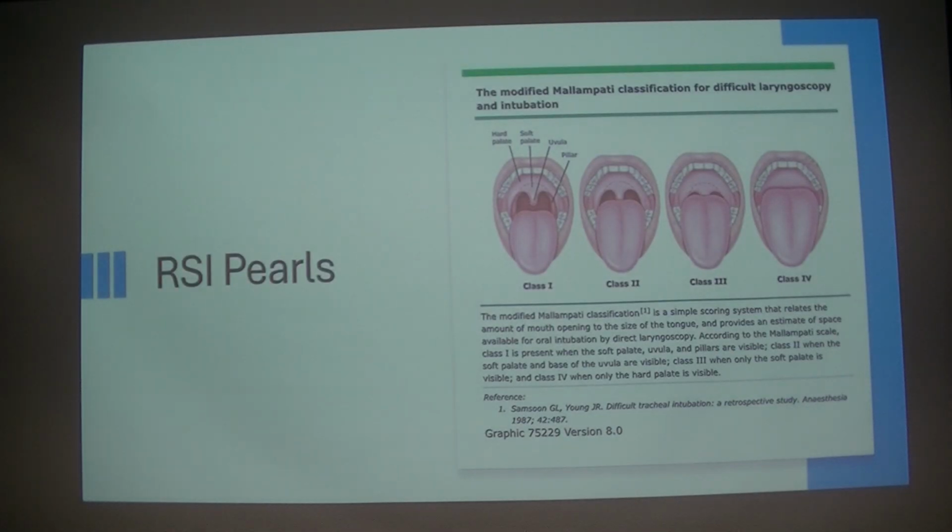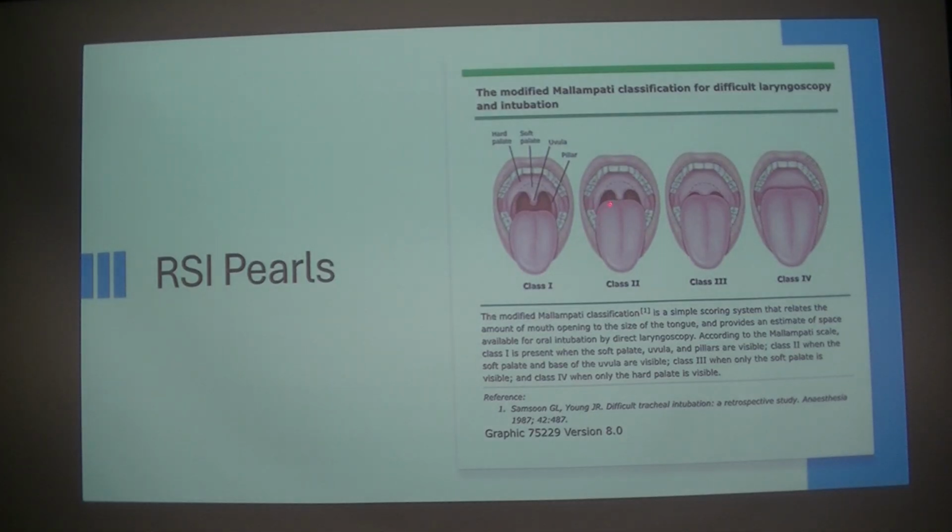So here's our Mallampati score. If you look at the airway, you see the hard palate, the soft palate, the uvula, and then you see the pillars. You've got a great view. That's class 1. You've got a great view of everything.